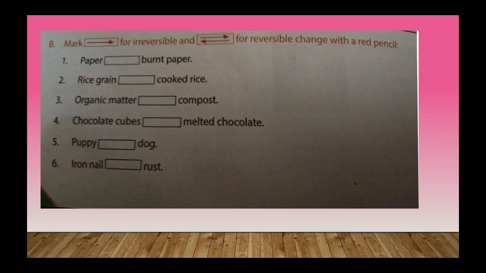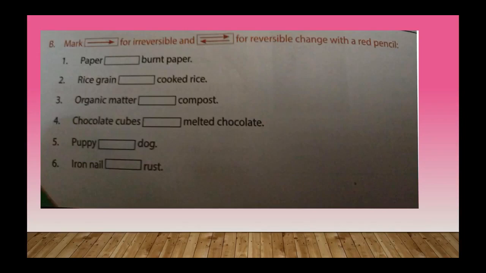Once the organic matter becomes compost, we can't get the original organic matter back. So that is also irreversible. You put only one line there. Chocolate cubes, melted chocolate. It's a reversible process, so you put both two lines. In the reversible instance, you put both the two lines, right? Puppy becomes a dog. It's an irreversible process, right? Once a baby becomes an adult, we can't reverse the change that occurs in the life cycle. So it's a life cycle, we can't reverse it. So it's an irreversible process.